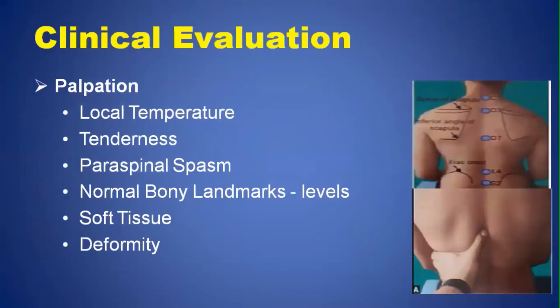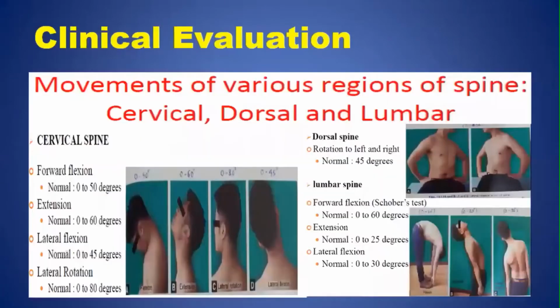Try to evaluate the local skin temperature, paraspinal muscle spasm and tenderness. The basic understanding of normal bony landmarks will help you identify and localize the exact level of vertebral pathology. Try to evaluate the soft tissue and deformity. It is very important to elicit the normal range of movement of the various regions of the spine like cervical, dorsal, and lumbar.